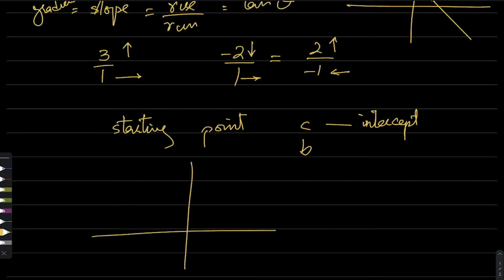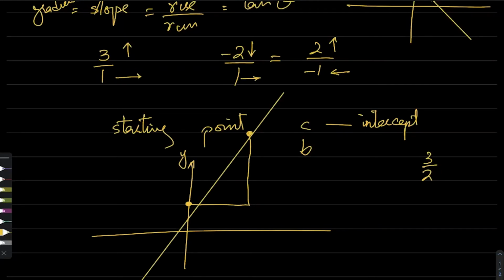So basically, we say that on the y-axis, if this is my starting point, B or C, depending on you, then I can take this one. And if I know the slope, let's suppose my slope is 3/2, then start here, go 2 steps to the right, 3 steps up, and that is my next point. And if I know any 2 points, I know the line. So I can draw the line over there.